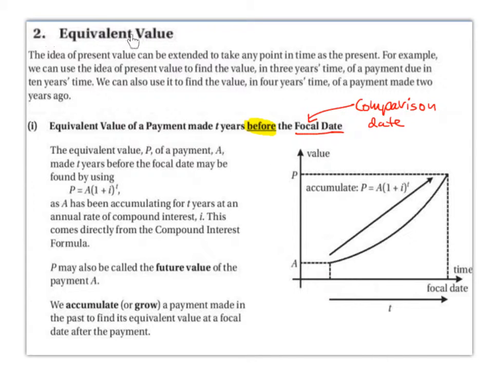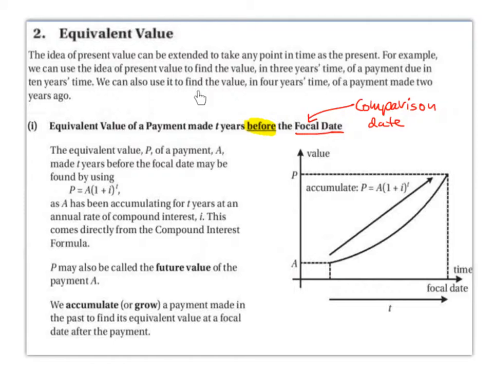Part 2, Equivalent Value. The idea of present value can be extended to take any point in time as the present. For example, we can use the idea of present value to find the value in 3 years' time of a payment due in 10 years' time.